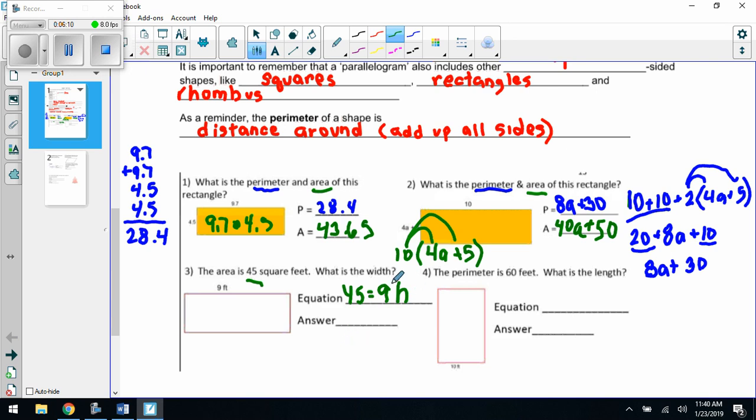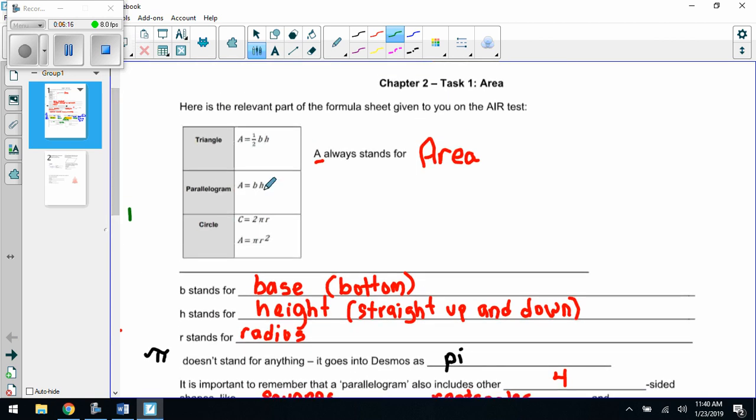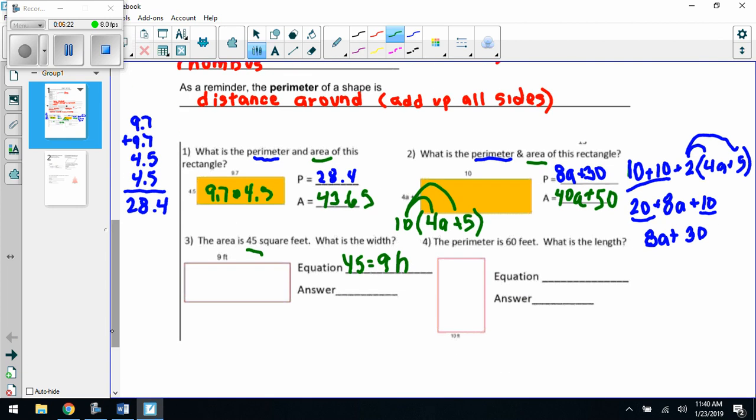So to find the answer, we're going to find the height or the width. These two are used interchangeably. If we look back up at the formula, it says base times height. It also could be length times width, same thing. So we're going to solve for H or W here. So it is just a one-step problem. 45 is 9H. Opposite of multiply by 9 would be divide. 45 divided by 9 is 5.